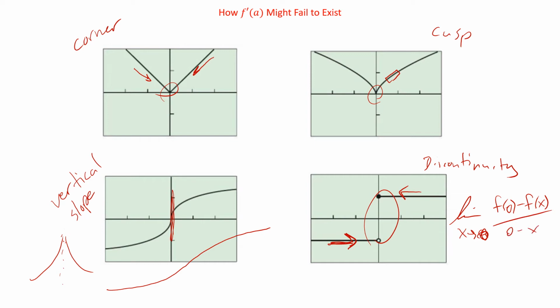Well, f of 0 is 1, right? Because it's up there. Minus, this one's going to end up being a negative 1 eventually when we get really close. And we get negative 2 over 0, so we get an infinite result because these are not the same. So it has to be continuous.